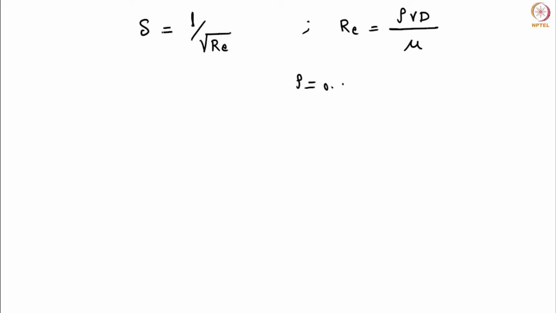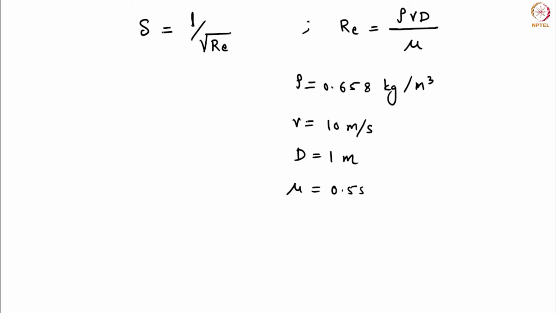Rho equals 0.658 kilogram per meter cube. And what is V? V equals 10 meter per second. What is D? Equals 1 meter. And mu or viscosity is given to us as 0.55 poise, which equals 0.055 Newton second per meter squared. Okay, so now from here I have calculated the value of Reynolds number as 119.63. You can also calculate it for yourself.